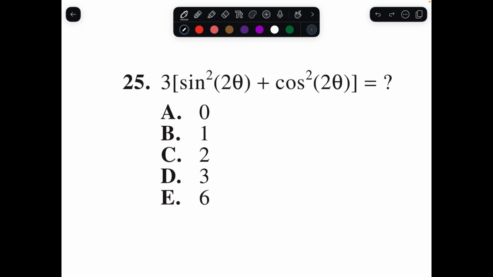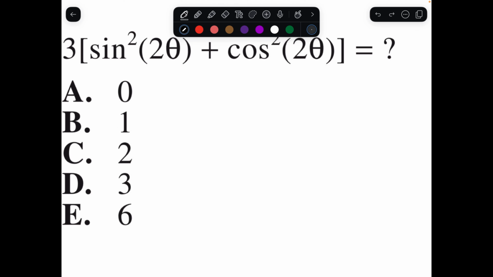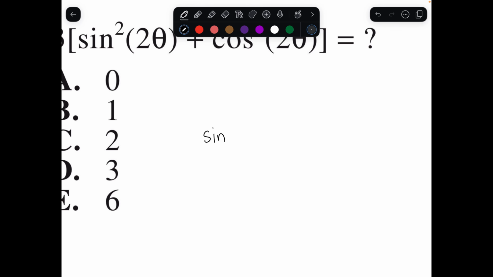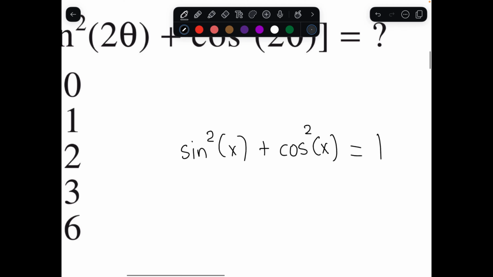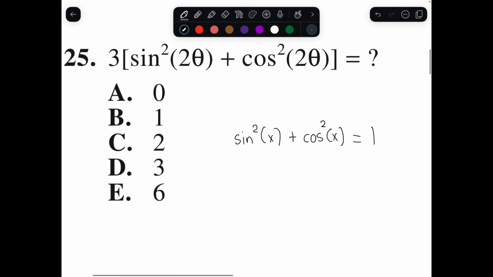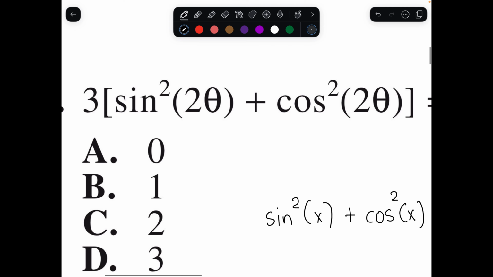Question 25 says 3 times, parentheses, sine 2 theta squared plus cos 2 theta squared, parentheses closed, equals what? So for this problem, you need to recognize an identity, which is sine of x squared plus cosine of x squared equals 1. You can actually use this identity over here. If you're thinking, well, here it's an x and here it's a 2 theta, so you can't do that.